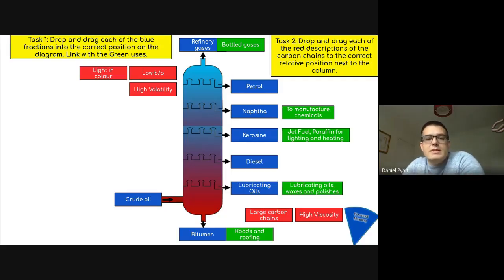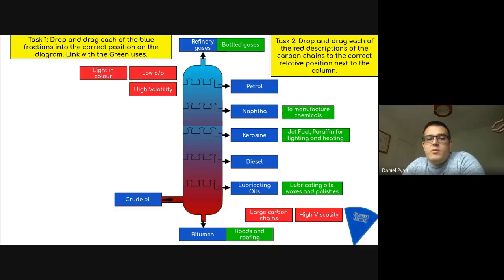And then you can see in the red boxes, and you can broadly put these wherever you want, but I've just put them, the three that apply at the top of the column are light in colour, low boiling point and high volatility, as we saw on slide number 1. And in contrast to that, the bottom of the column has very large carbon chains and a high viscosity. Okay, they're very thick. So I hope that is clear.